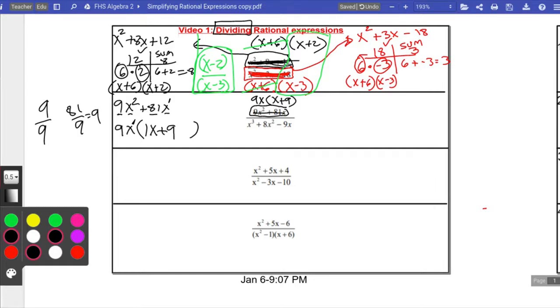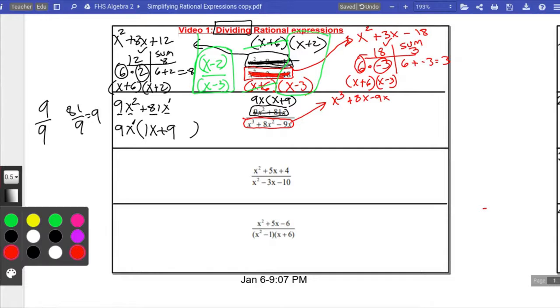Next, let's look at the bottom one. The bottom one is this one right here. So I'm going to take this one and try to factor it on this side over here. That will be x cubed plus 8x squared minus 9x. With this one, we're going to ask ourselves, what do we have in common here?